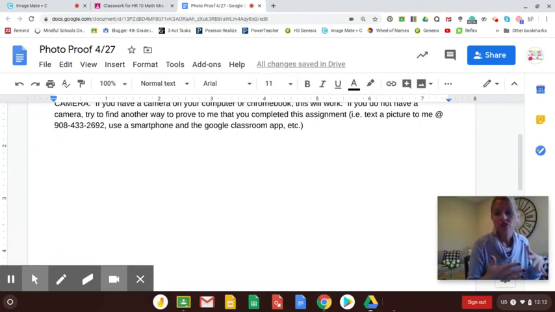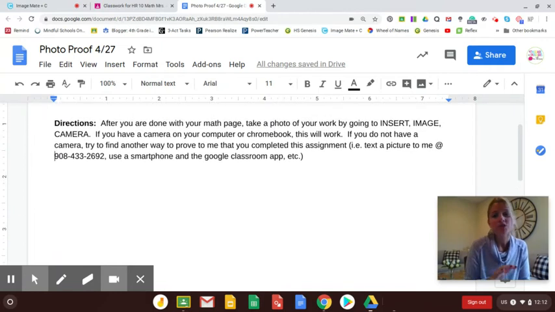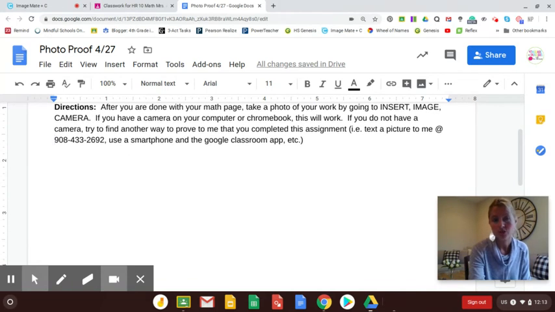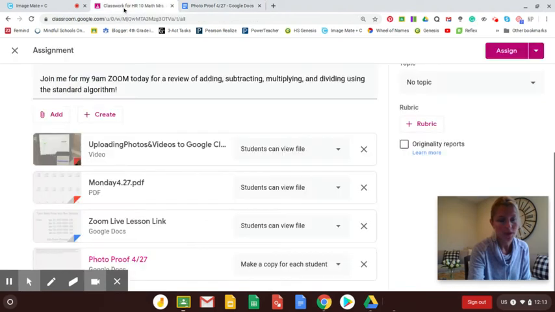Once you've taken the picture, I will be able to see your work because this document is then attached to your assignment for today. If you cannot figure out how to do this, and you're having extreme difficulty, what you need to do is find another way to take a picture of your work so that I can see that you did it. Whether it's taking a picture with a cell phone, snapping it, somehow getting it onto this photo proof page. If you can't do that, even emailing it to me, photo proof that you did the page. Okay, so you are responsible for making sure that your work is done. All right, I'm going to go back to the assignment.